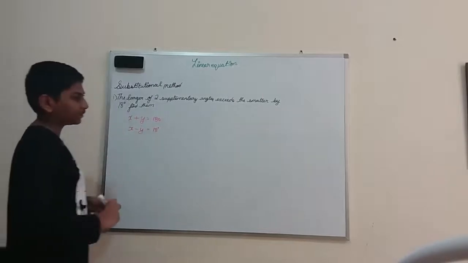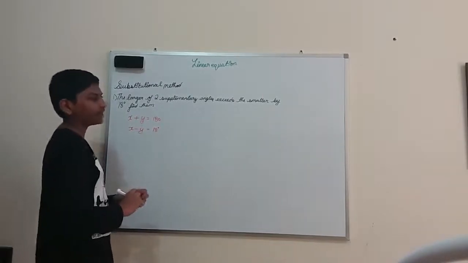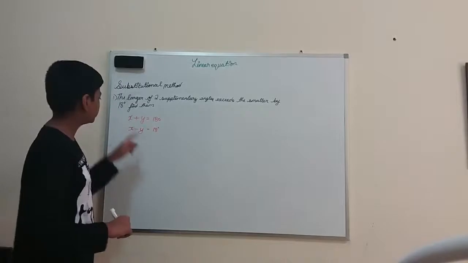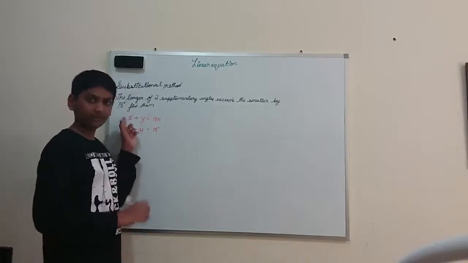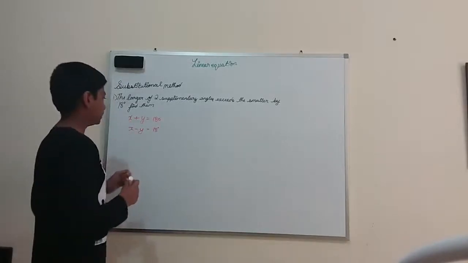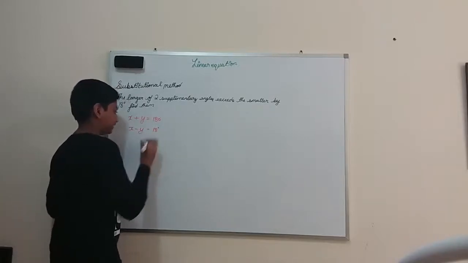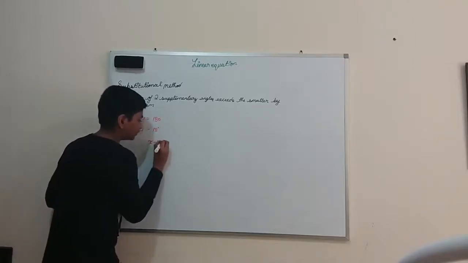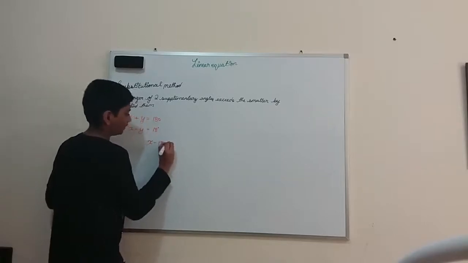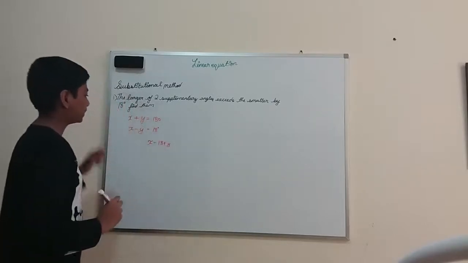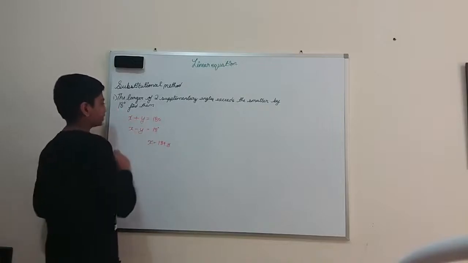Now we got both the equations. Now let's solve them. We'll find the value of x. Most of the time we took the value of x from the top equation, but this time we will take it from the bottom. So x minus y is equal to 18, so x should be equal to 18 plus y. Now we got the value of x, now we'll substitute it.